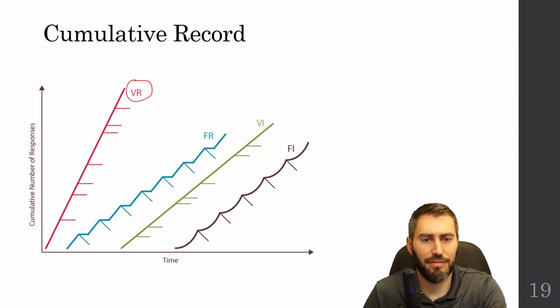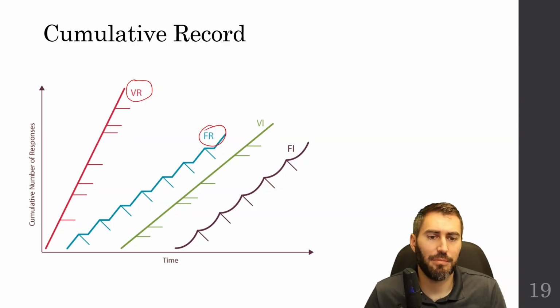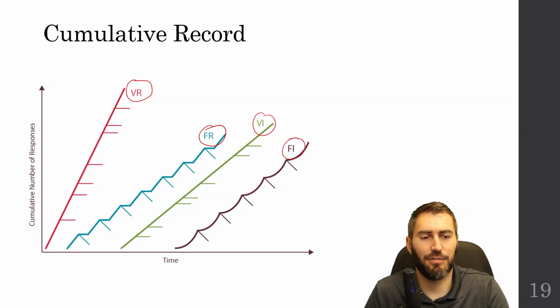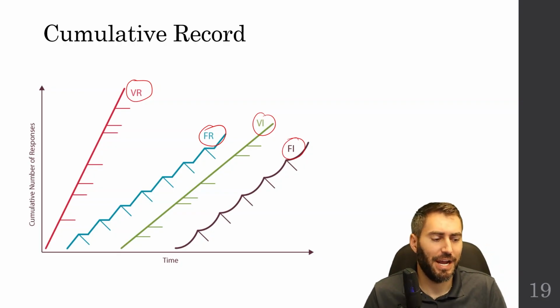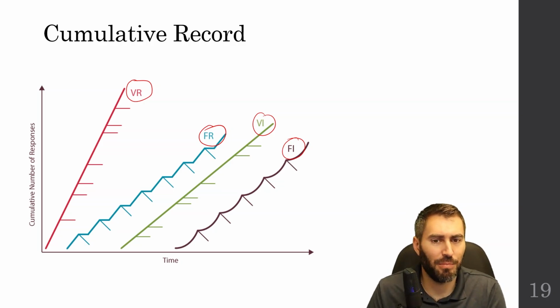Then, of course, we have fixed ratio, which comes in second place, then variable interval, and then fixed interval being the least effective way of learning or having that association take place. And so I just find this really interesting to see how these break down and which ones are more effective.